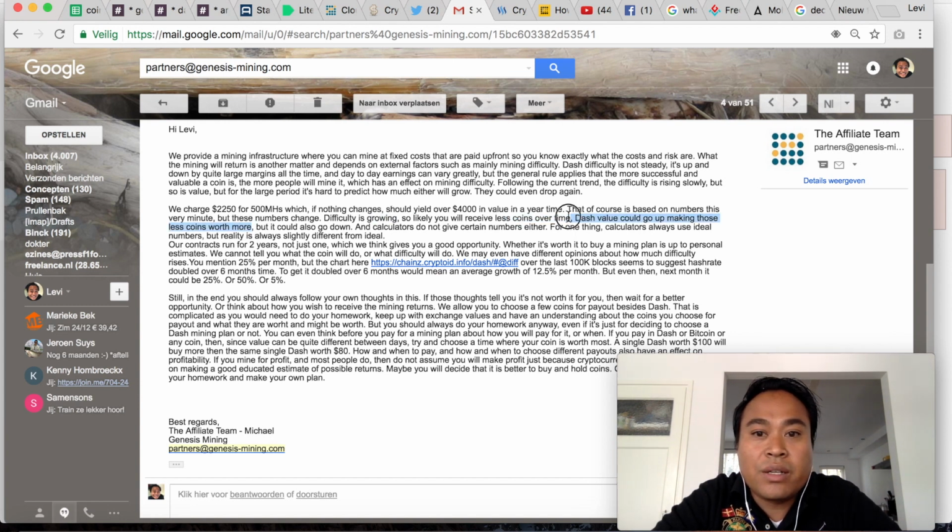So here, this is not the way I explain the use case. Of course, if the value of Dash is going up, then it can be profitable, but that's not the use case. But it could also go down, and calculators do not give certain numbers either. For one thing, calculators always use ideal numbers, but reality is always slightly different from ideal.